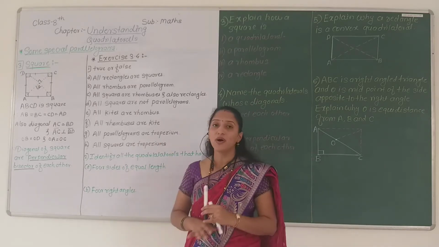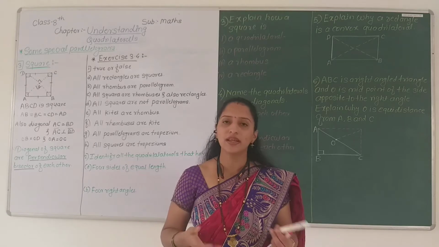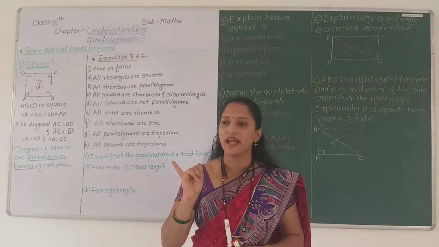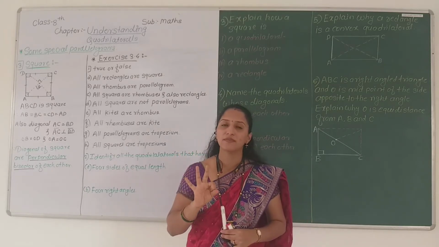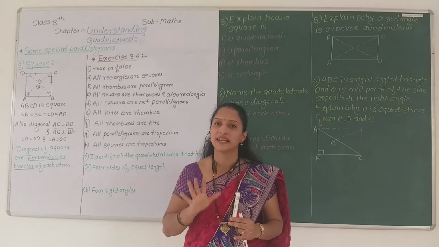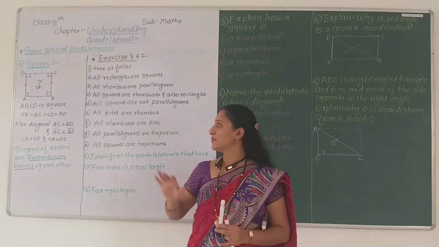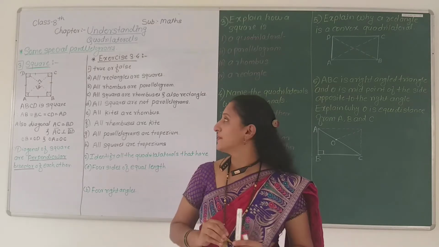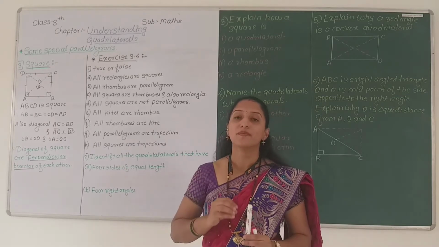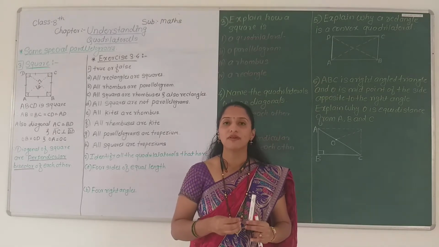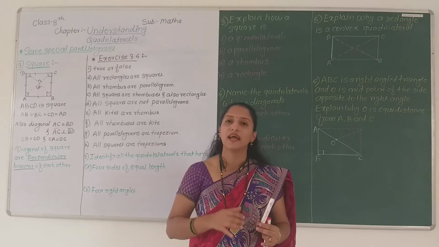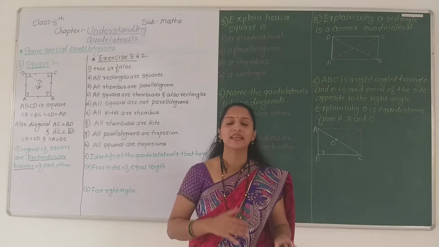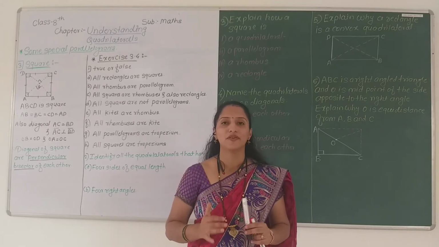So here we completed all the quadrilaterals. We have completed kite, trapezium, parallelogram, then rhombus, rectangle, square. Okay, so you have to remember all the properties of these quadrilaterals. Using all these properties, we are going to solve exercise 3.4. So whenever you solve exercise 3.4, before that just read all the properties of the quadrilaterals and then go to solve exercise 3.4.